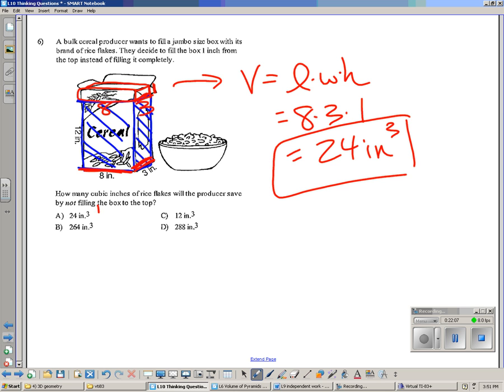The other way you can do it is to get the volume of the whole box and get the volume of the blue part and subtract them. So people did it that way also.